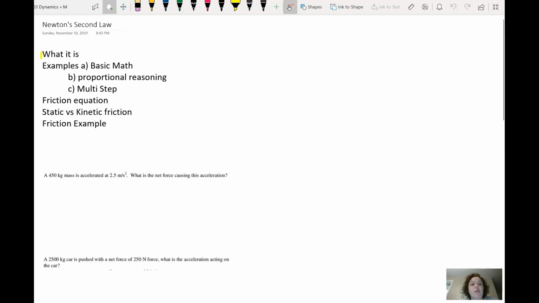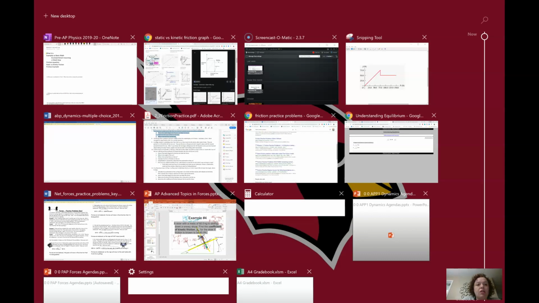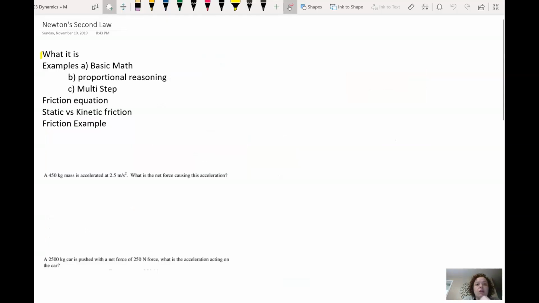Today, what we're going over is Newton's second law, and we're going to talk about what it is. We're going to talk about examples, something called proportional reasoning. We'll do a multi-step problem. We'll talk about the friction equation, static versus kinetic friction, a little bit of graph work, and then we'll have an example. So let's get started.